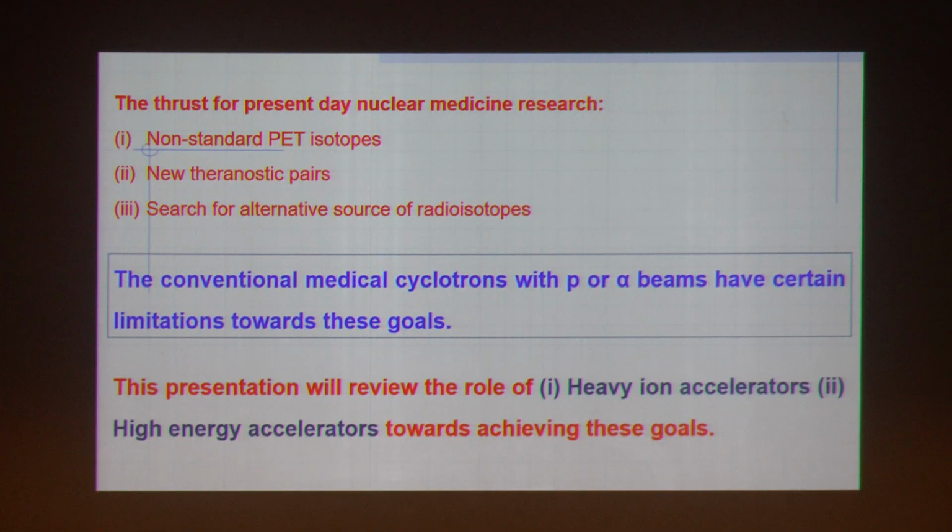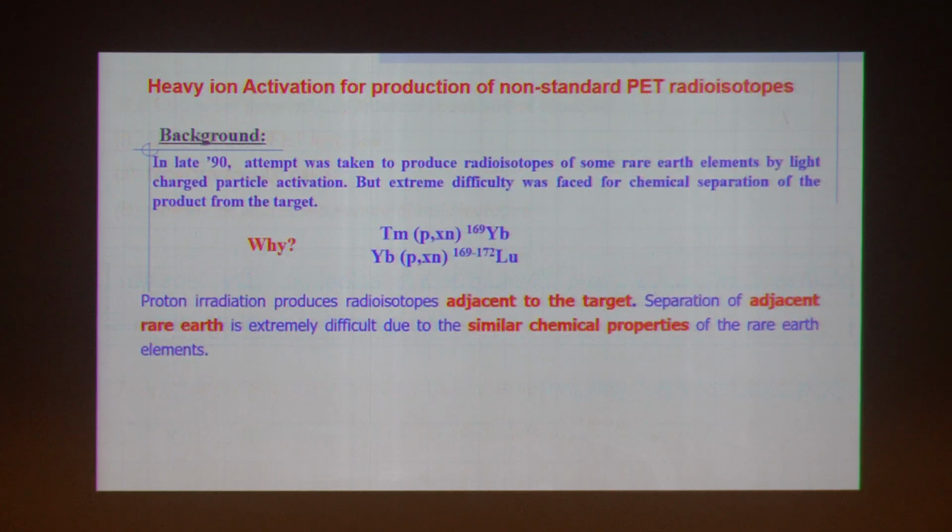Hence, the thrust for present-day nuclear medicine can have three categories: search for non-standard PET isotopes, search for new theranostic pairs, and search for alternative sources of radioisotopes. The conventional medical cyclotrons, which give out protons and alphas, have certain limitations. So I would like to focus on the heavy ion activation and the high energy accelerators which can be used in production of these radioisotopes.